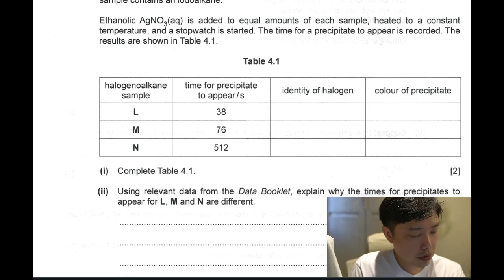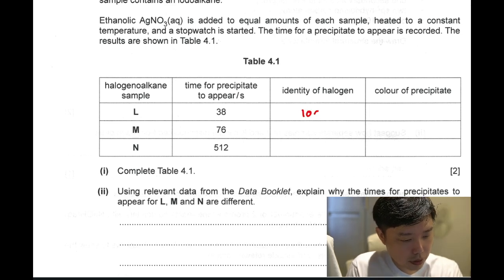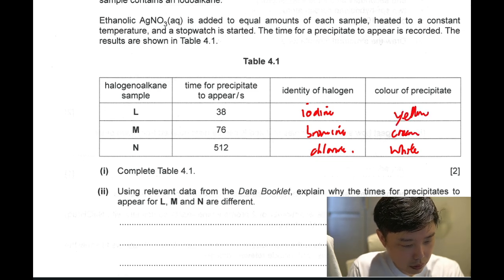So the first should be iodine because the C-I bond is the weakest. Then followed by bromine, then followed by chlorine. The color will be white, cream, and yellow. Okay, very easy, 2 marks there.